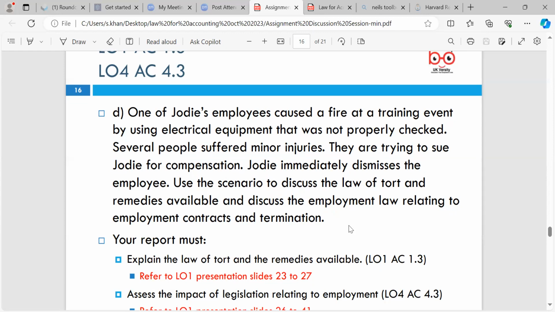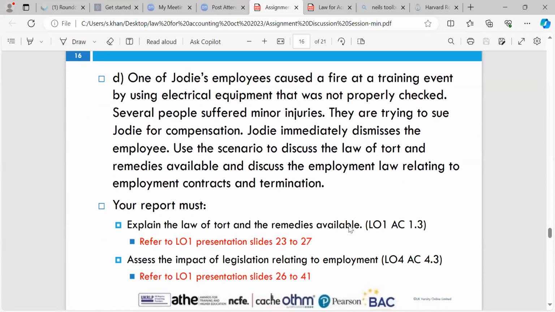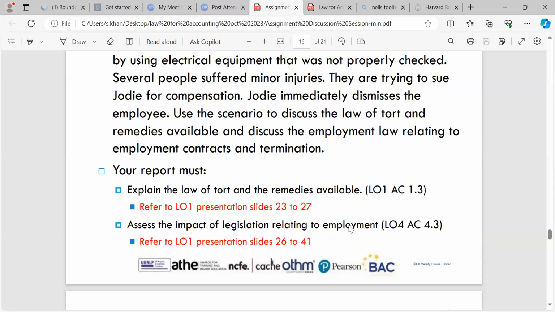Oh, so in task 1, you've got A, B, C, D, yes? They're the assessments that you have to do in task 1, okay? So if you go on to the D, it's asking you what your report must include. So it must include explain the law of tort and remedies available. Refer to learning outcome 1, presentation slides 23 to 27. That is what you need to do. And then assess the impact of legislation relating to employment. Learning outcome 4, refer to learning outcome 1, presentation slides 26 to 41. And that is your part in D. There's no extension activities to do for merit or distinction, okay? So you just have to do them.